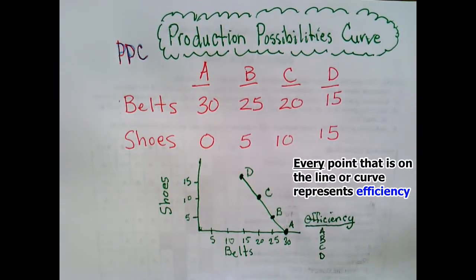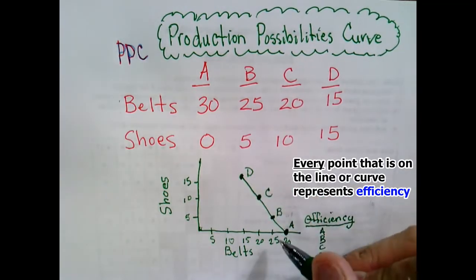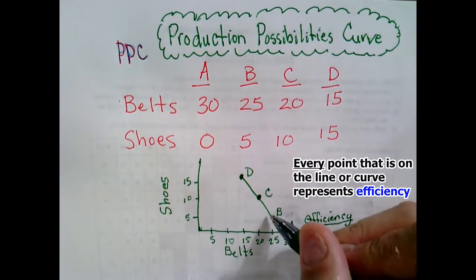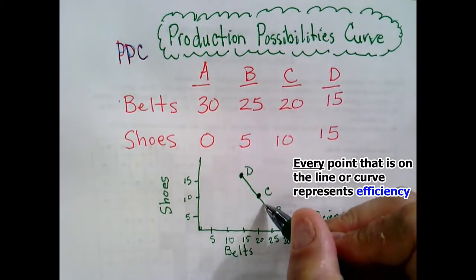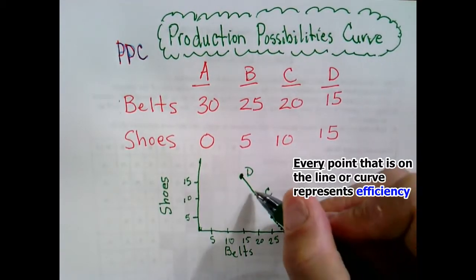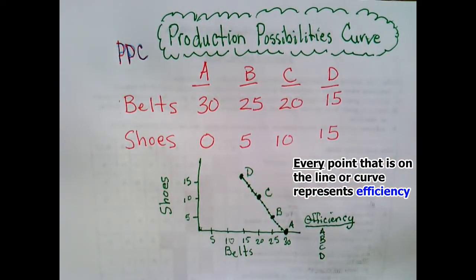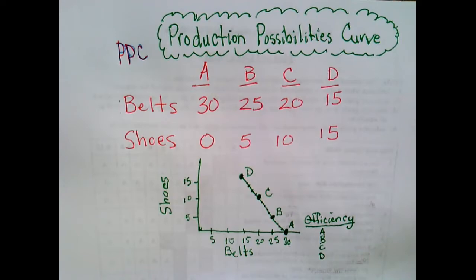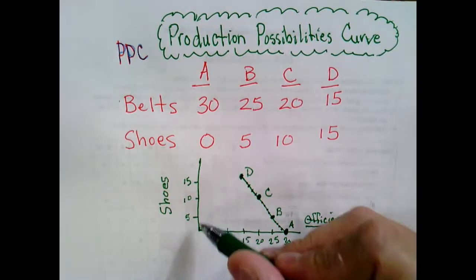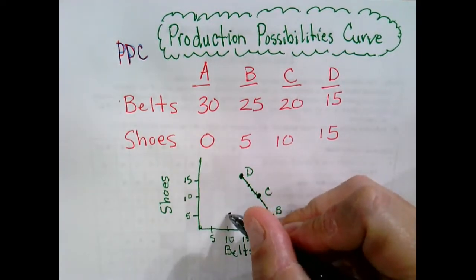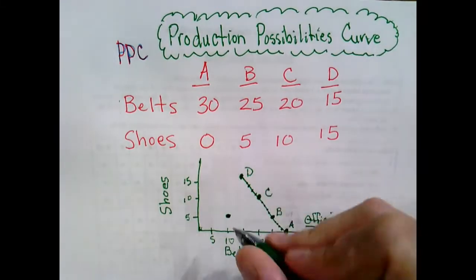Now, very important, none of these points are more productive than the other. They're all productive. Anything on this line here, even if we had little bitty points right here, we'll make little bitty points. Anything on this line is a good thing. It's efficient. It's an efficient use of resources. Businesses want to produce at that point. Now, let's just suppose this business decided to make 5 pairs of shoes and 10 belts, and they were producing right here. And we'll call that point E.